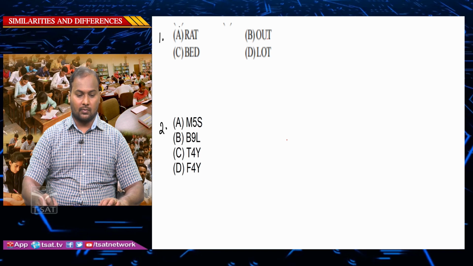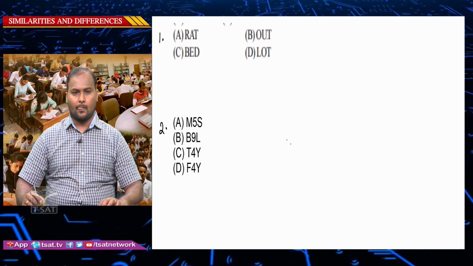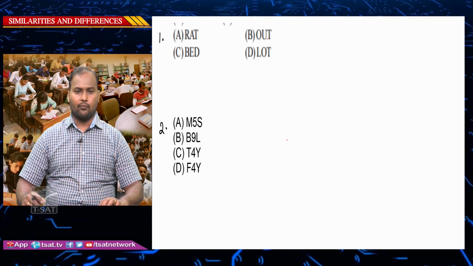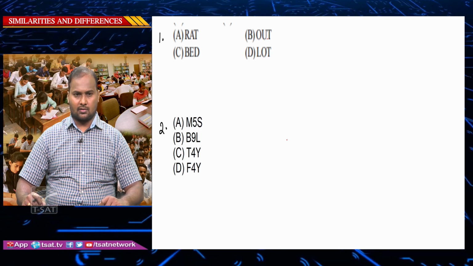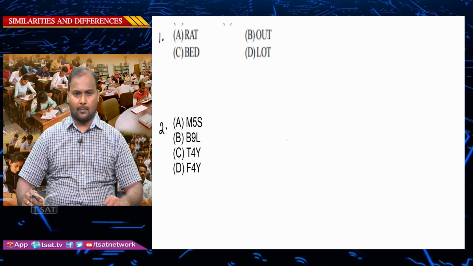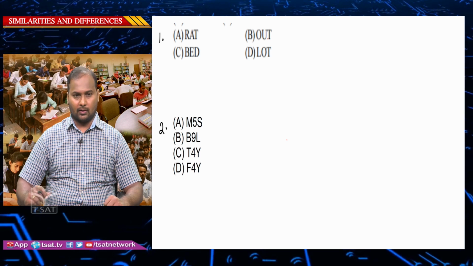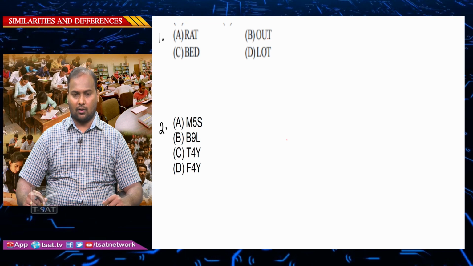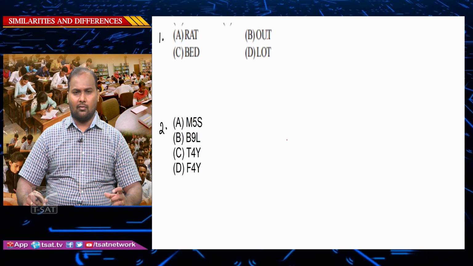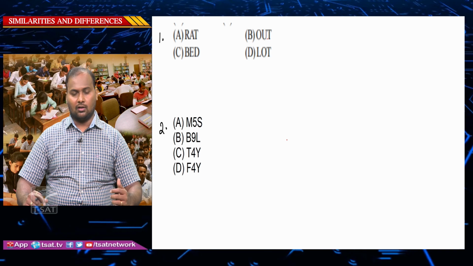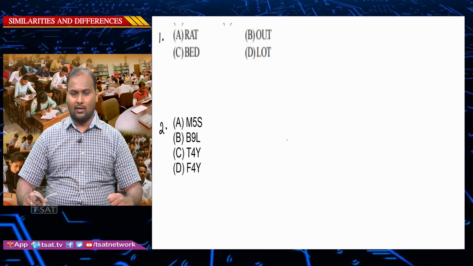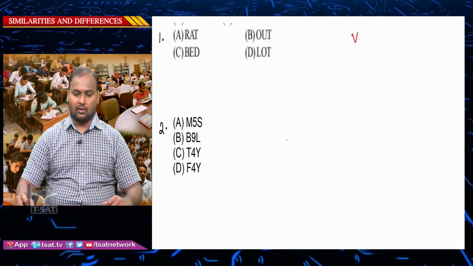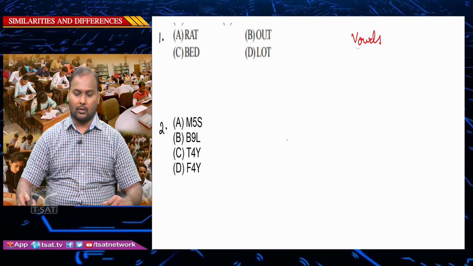For example, if you see this question: RAT, OUT, BED and LOT. Whenever you see this type of question, these words are ones we already know. Whenever he is giving a word that we know, the student should always first check the vowels and consonants. This is very, very important.